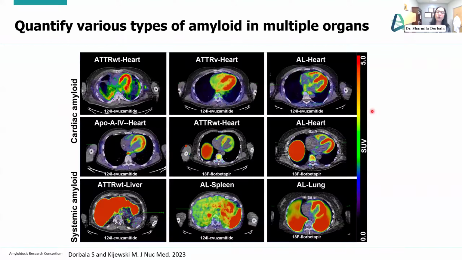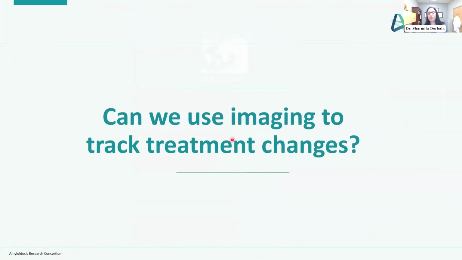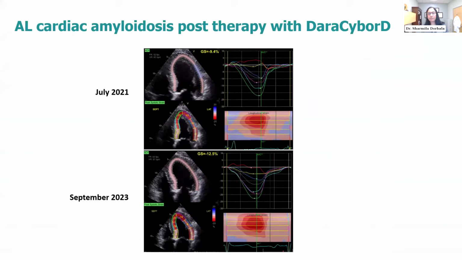So again, we hope that advances in molecular imaging will help us characterize disease burden, not just in the heart, but in the whole organ, and give us a better sense of what's the overall amyloid burden in the overall heart. So can we use imaging to track treatment changes?